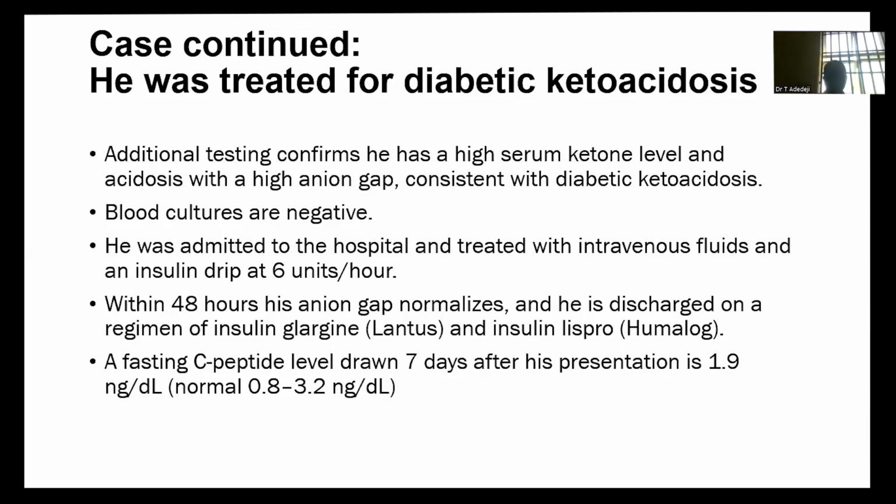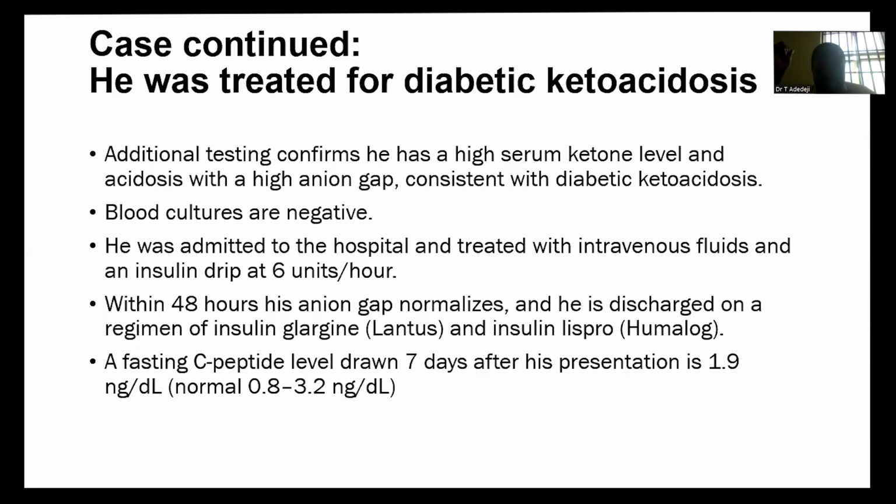Case continued, he was treated then for diabetic ketoacidosis. An additional person confirmed that he had a high serum ketone level, and the acidity was with a high anion gap consistent with diabetic ketoacidosis. Cultures were negative for any organism, and he was admitted to the hospital and treated with intravenous fluid and insulin drip at 6 units per hour.